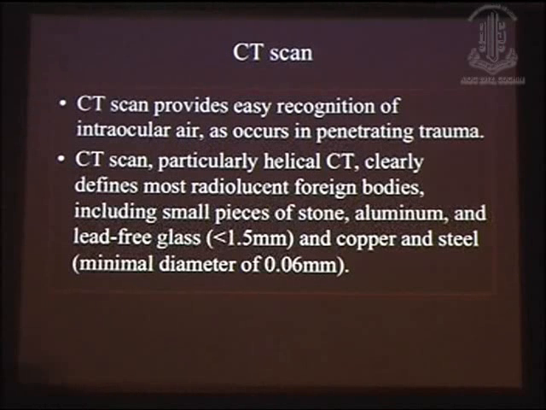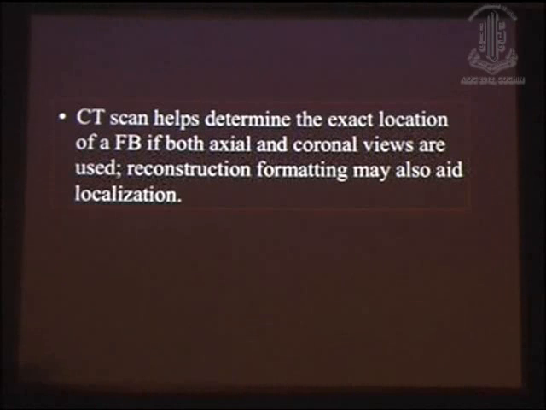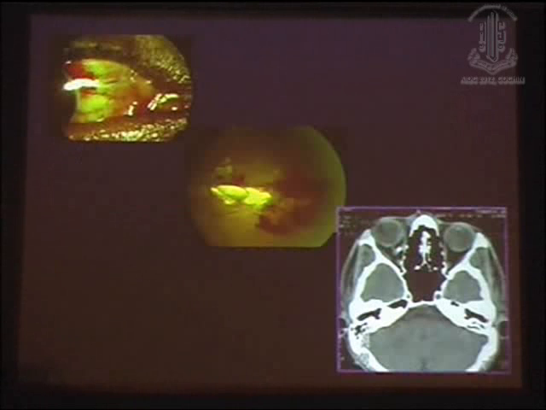CT scan provides easy recognition of intraocular air as occurs in penetrating trauma. CT scan, particularly helical CT, clearly defines most radiolucent foreign bodies, including small pieces of stone, aluminium, and lead-free glass less than 1.5 millimeter, and copper and steel of minimum diameter of 0.06 millimeter. So CT scan helps determine the exact location of foreign body if both axial and coronal views are used.